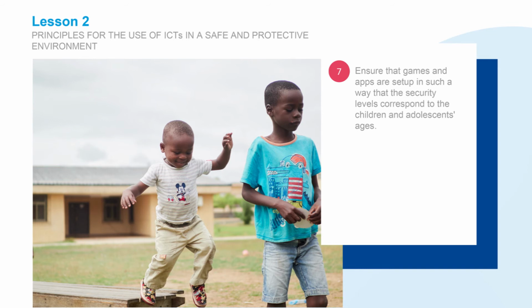7. Ensure that games and apps are set up in such a way that the security levels correspond to the children and adolescents' ages. Make sure that the security settings are enabled and set to the highest level. When it comes to children, the most appropriate thing is for the responsible adult to ensure this. But when it comes to young people, perhaps the most convenient thing is to discuss the subject with them and guide them through the process.